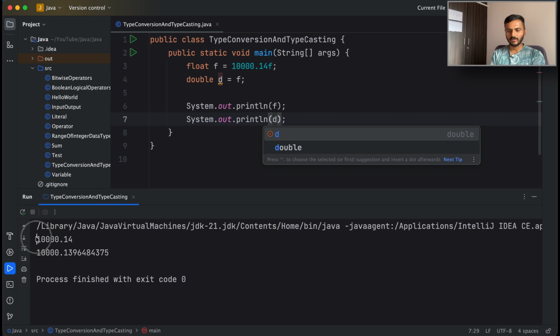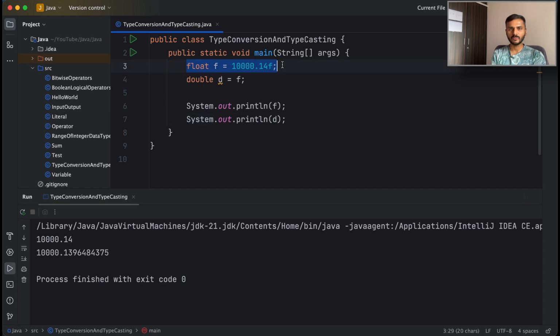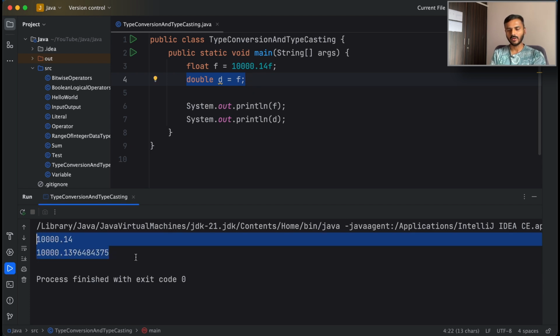Here we had 10,000.14, but when we converted it to double, whose range is more, the value changed. And the value changed because of how Java stores decimal numbers and the precision of float versus double. Now we know that float has got precision up to 7 significant digits and double has got precision up to 15 significant digits. And because of the difference in precision and how Java stores decimals internally, the value that we are getting over here is different.